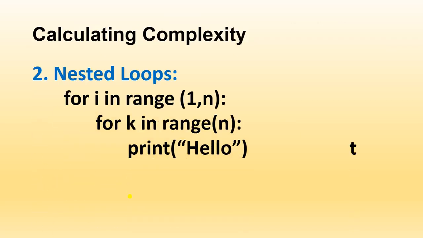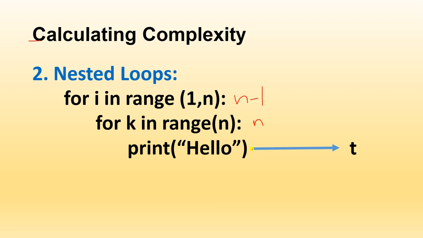Next is the nested loop. What happens when there is a nested loop? To compute the complexity of a nested loop, just analyze it from the inside out. For a nested loop, the total running time is the product of the sizes of all the loops. So in this, again, the outer loop will run from 1 to n minus 1. Now for k in range n, this inner loop executes n times, and then it will print hello.